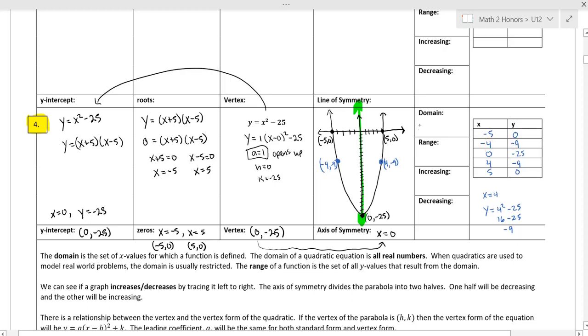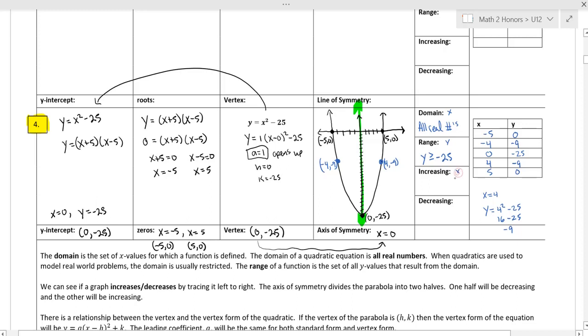Domain in this case is all real numbers, because the graph goes as far left or far right as we want. Remember, domain's about the x values. Range has a lowest point, which is -25. So it's all y values bigger than or equal to -25. Remember, range is how low to how high.